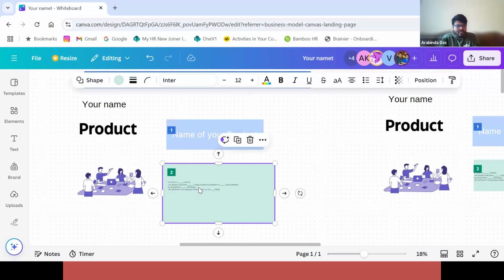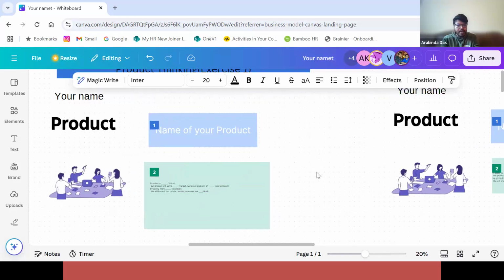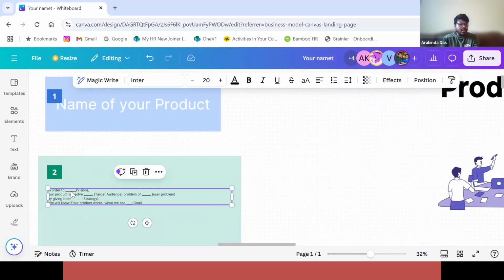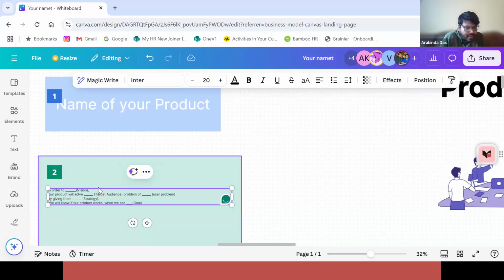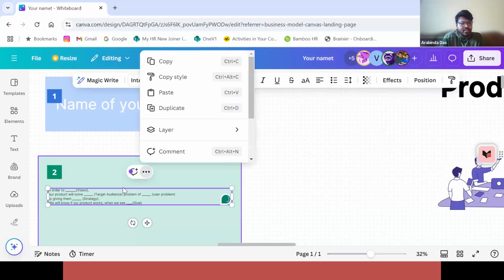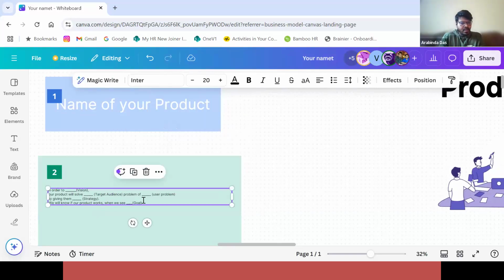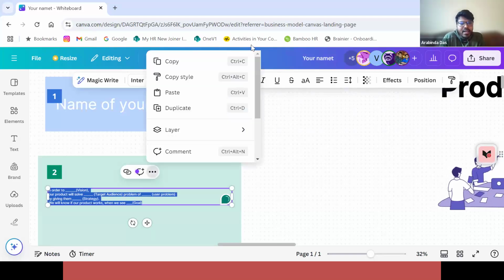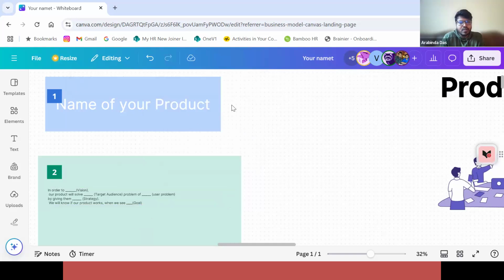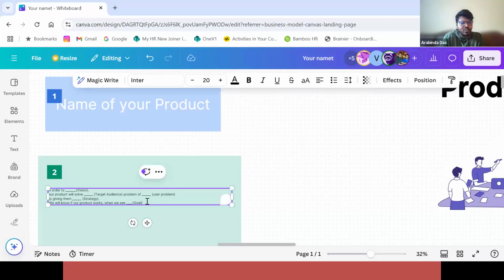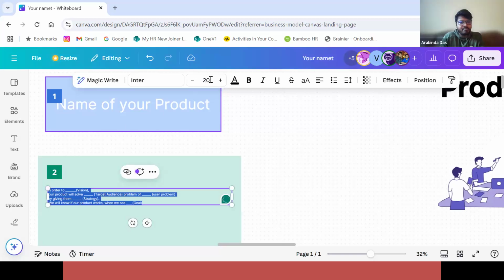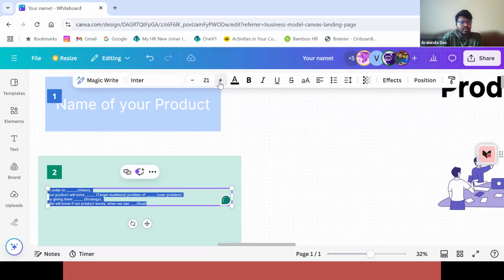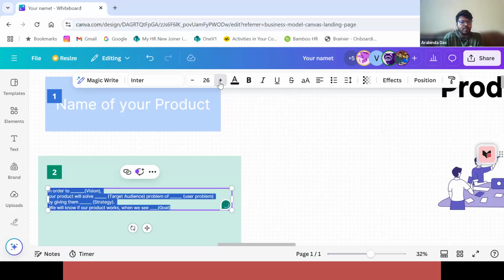So if you think this is not that editable, what you can do is, yeah, it's editable. It's a little bit small. If you want to increase the text of it, you can increase it here on the top. You can increase this thing over here and it goes more and more.